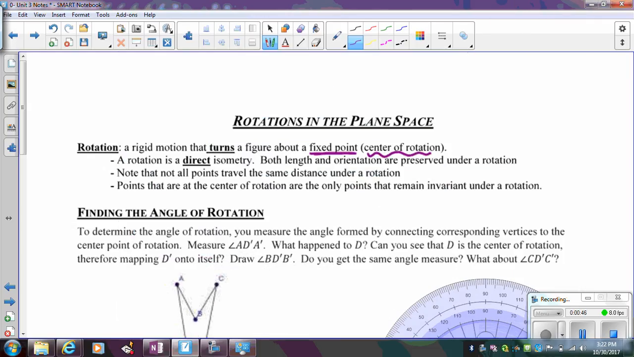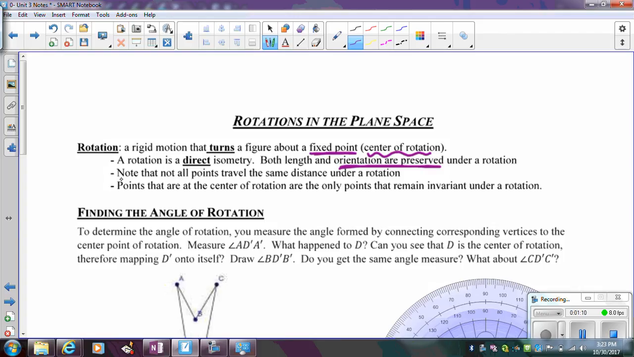And then when we talk about rotation, recall direct isometry. This deals with the order of the letters, so the orientation is preserved. That's when we say direct. And being an isometry means the length is going to stay the same. Same with the angle measures, those will stay the same. So the figures in the end will be exactly the same shape and size.